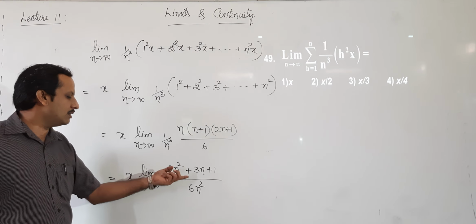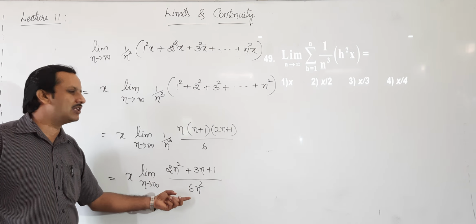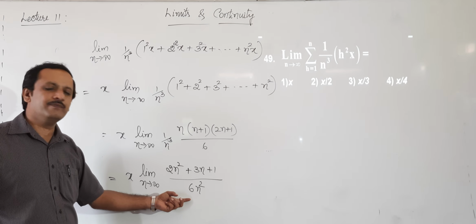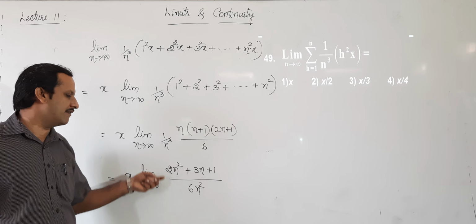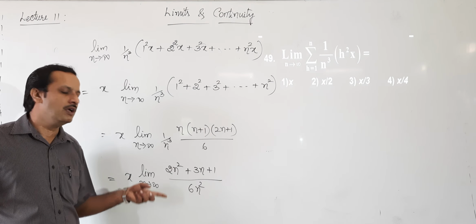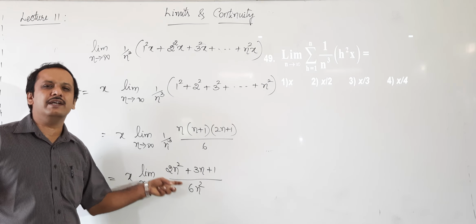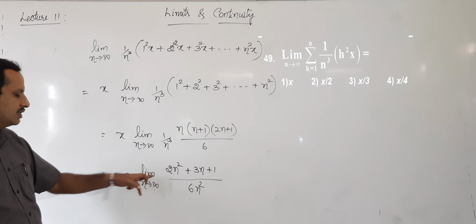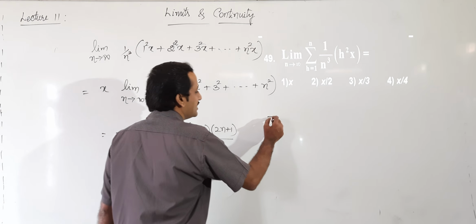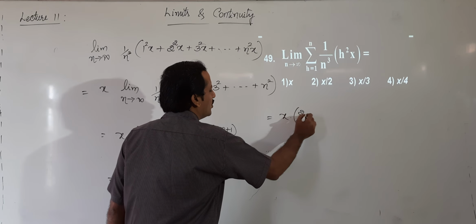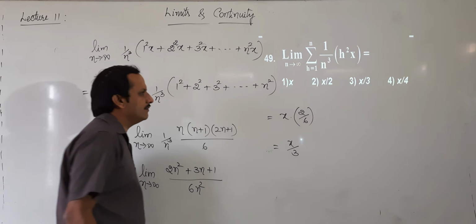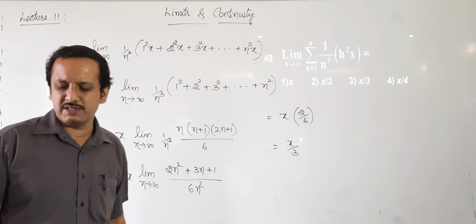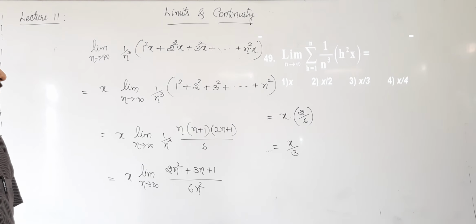Okay. Now this is a polynomial of degree 2, this is also a polynomial of degree 2. Right? Both are polynomials of the same degree, therefore the value of this limit is equal to the coefficient of highest power of n divided by the coefficient of highest power of n, which is 2 by 6. So this is equal to x into 2 divided by 6. Answer is x by 3. X by 3, which is the third option.